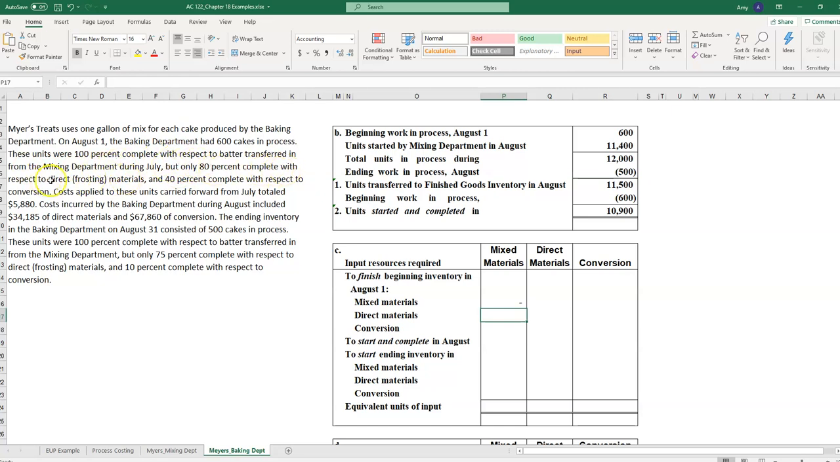But we're only 80% complete for frosting or direct materials. So we need to do 20% more work this month to finish them. So for direct materials, we're going to take our 600 beginning units times 20%. That's what's left to finish. They were 40% complete with respect to conversion, so we need another 60% of work to get to 100%. So we're going to take 600 beginning units times 60%. The started and completed is the same all the way across.